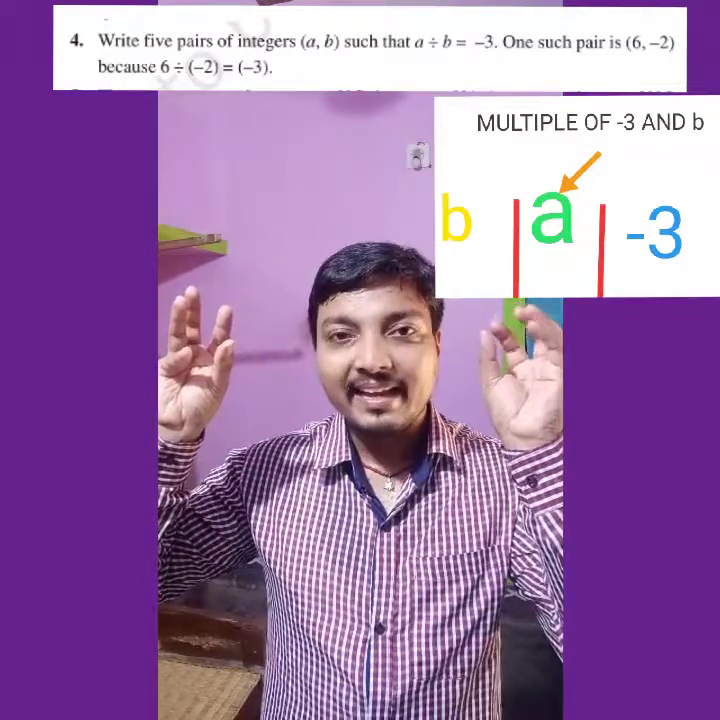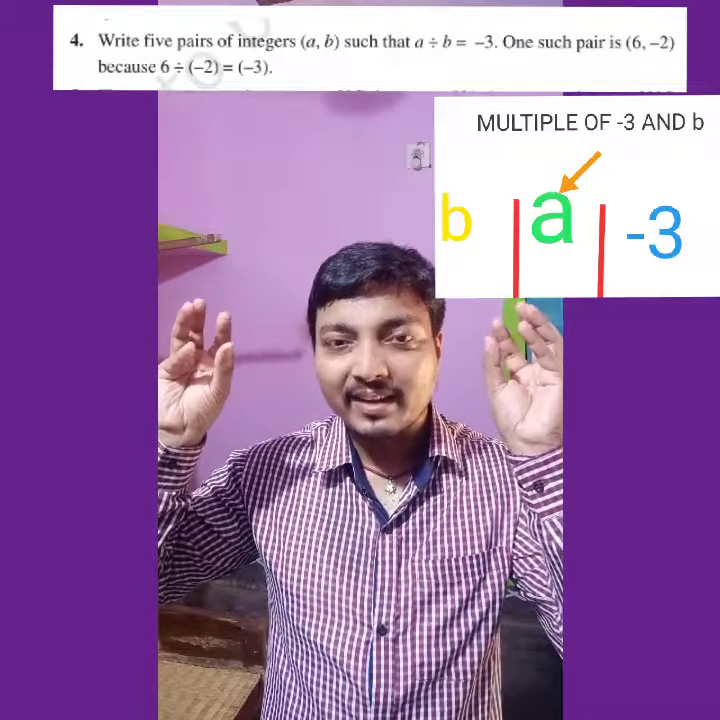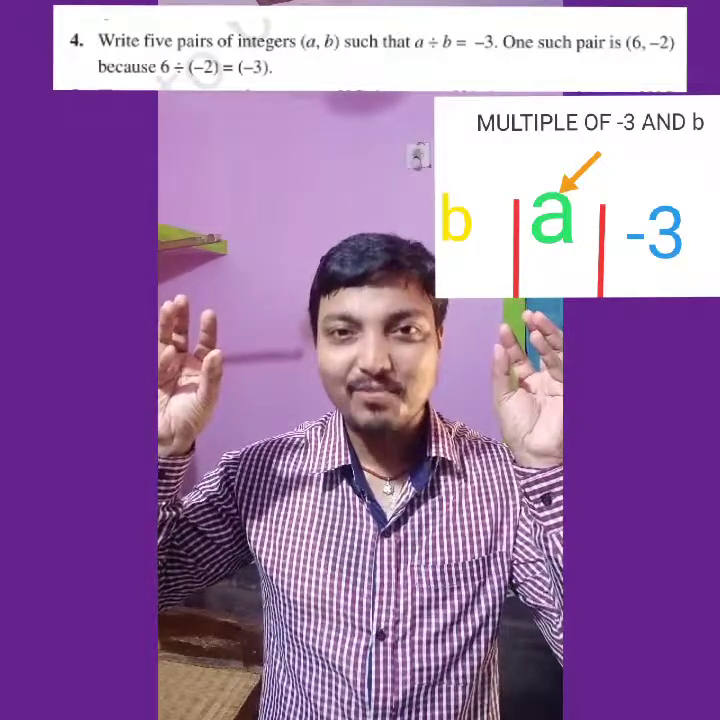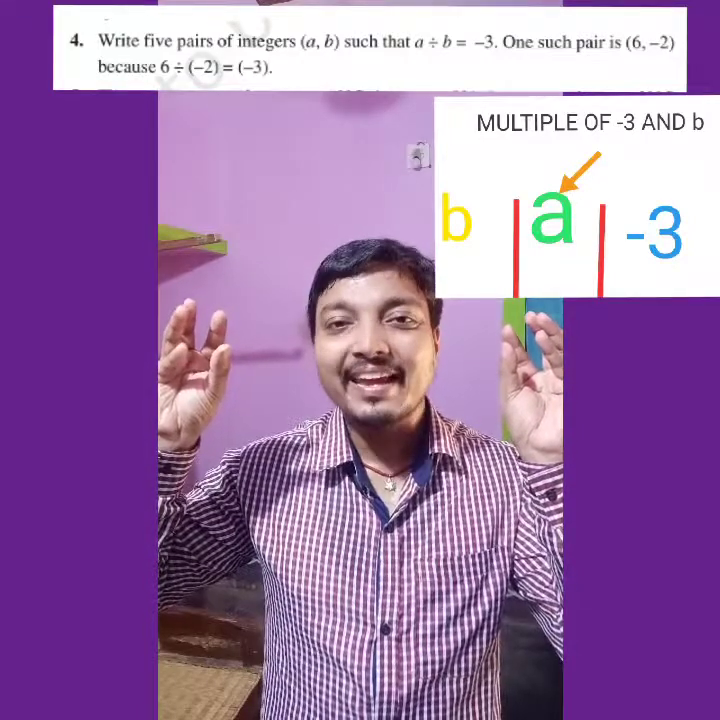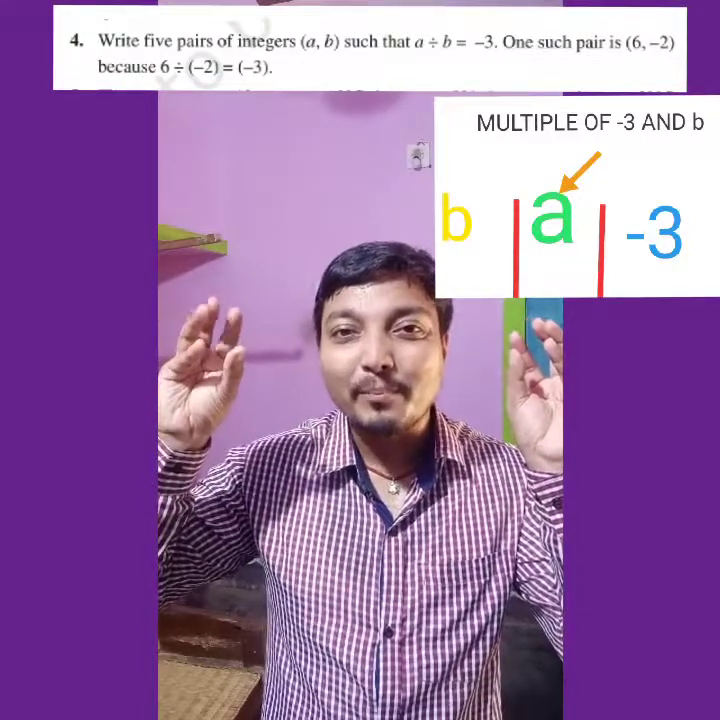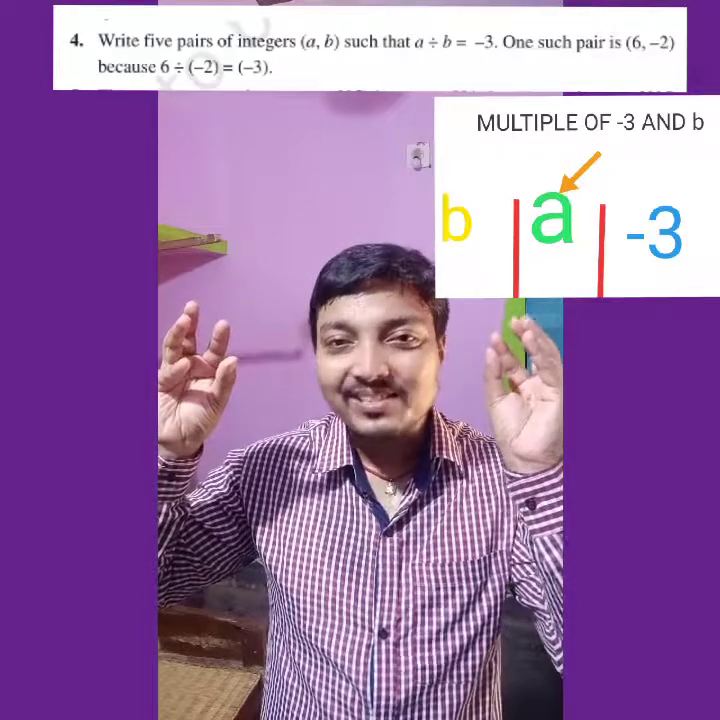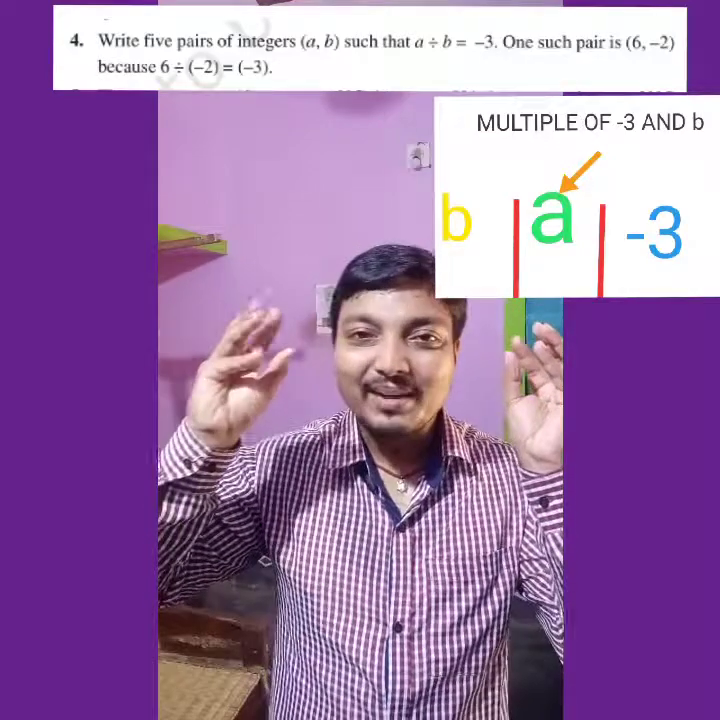So it means A is the factor, minus 3 is the factor. Which one is the multiple? A is the multiple. Understood or not understood? So it means A should always be a multiple of whom? Minus 3 and A. But as the A value is not given, one of the options we can find out here.